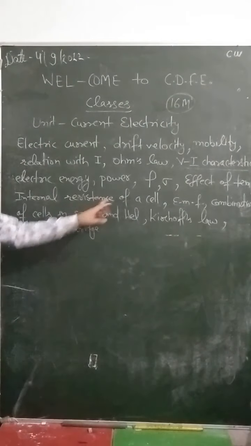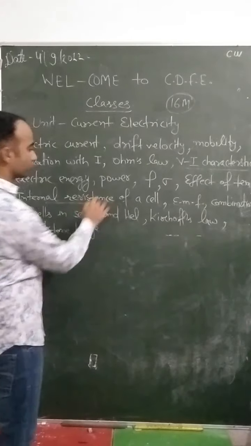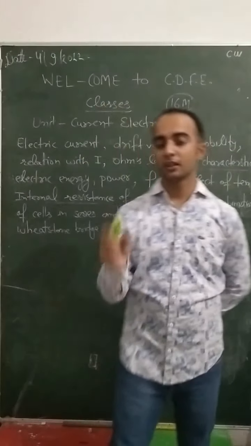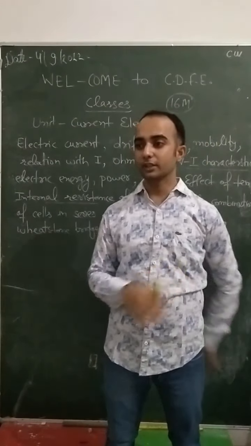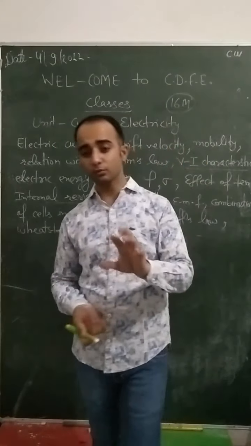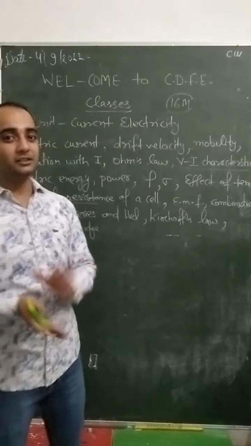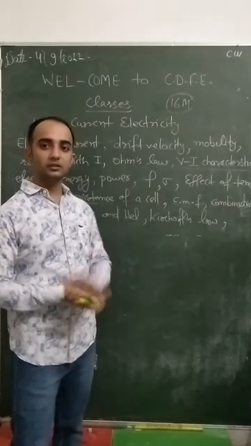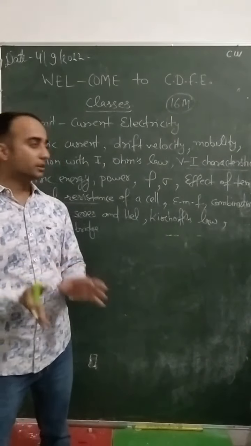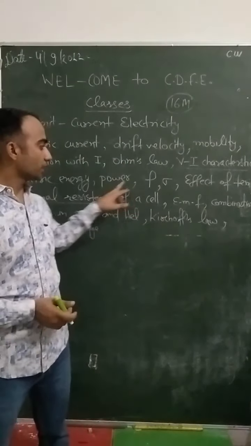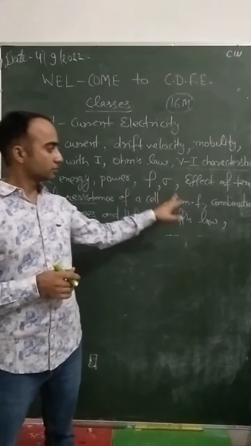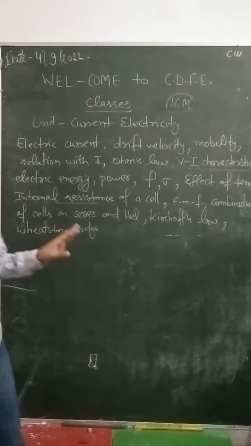Then internal resistance of a cell. If you purchase a cell from the market, you will observe that the rated value is different, and when we are using it in a circuit, then its value will be different. So what are these two terms, and why does this difference come between the EMF and potential difference? What is the difference between EMF and potential difference, and what is the internal resistance and which factors affect it? All these we will discuss in this unit.